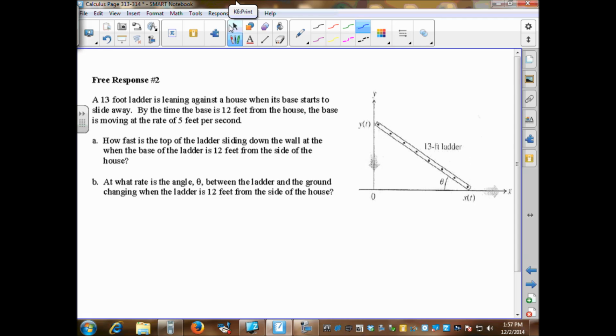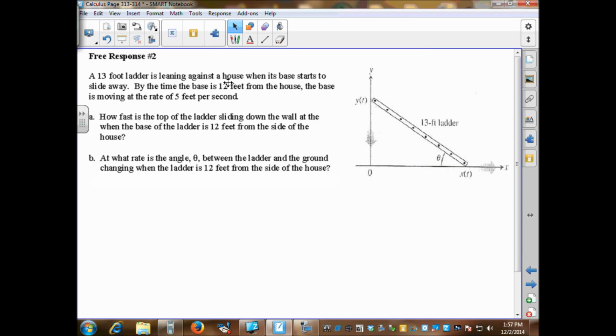Okay, number 2, a sliding ladder problem. This ladder is 13 feet. It is a constant 13 feet. It's leaning against a house and the base is starting to slide away. We'll call this variable x with respect to time.